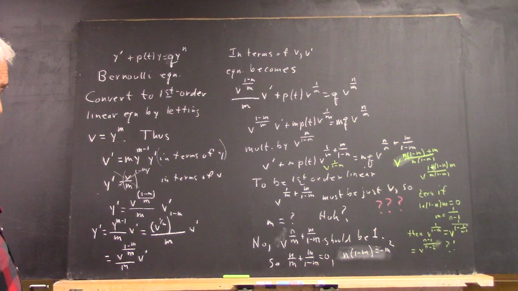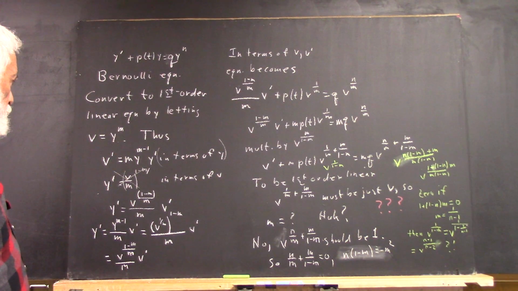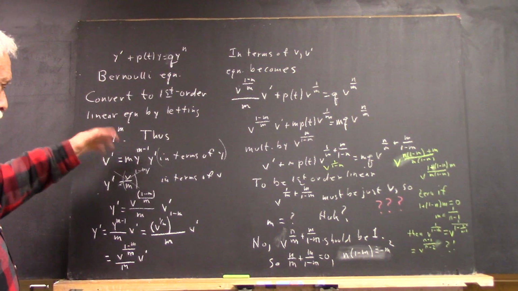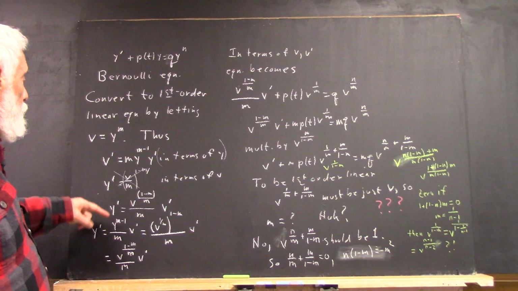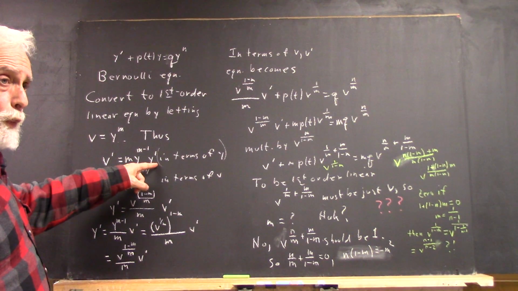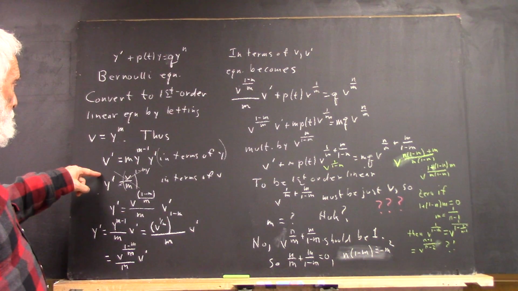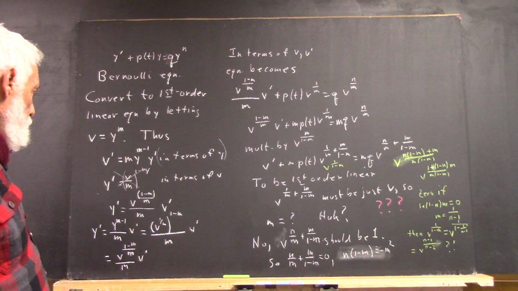Then I started to write something here that had the m in parentheses. That wasn't right. So it follows, if we solve this for y prime, we're just going to divide by m times y to the m minus 1.